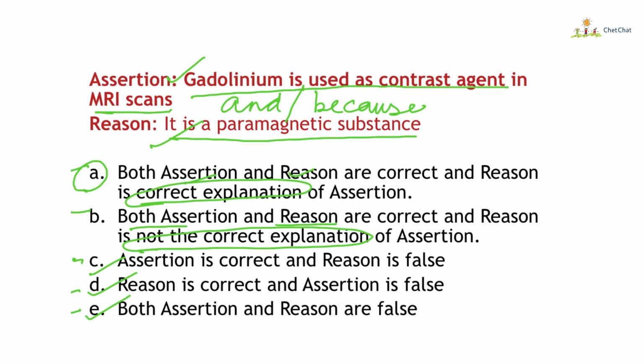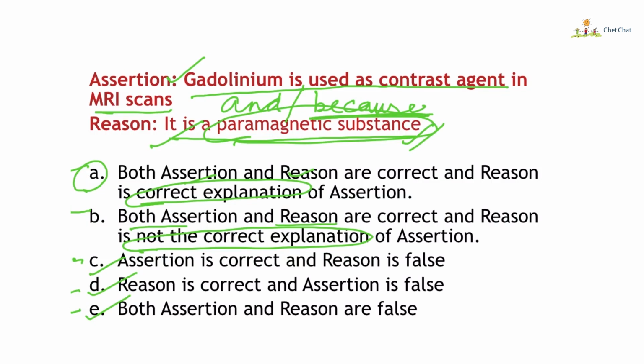Gadolinium is used as a contrast agent in MRI scans and it is a paramagnetic substance. That does not suit too well. Gadolinium is used as a contrast agent in MRI scans because it is a paramagnetic substance. This is the reason why gadolinium can be used in MRI scans as a contrast agent. So if you can fit in a because, then the answer is A.